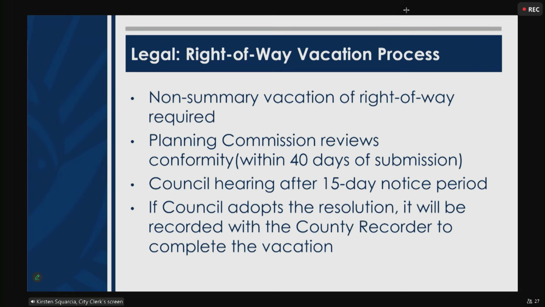Once that approval has been received, council can hold a hearing after a 15-day notice period with specific statutory requirements regarding what needs to be in the notice and how notice is provided. If council adopts the resolution approving vacation of the public right-of-way, it will be recorded with the county recorder to complete the vacation. Just to be clear, there's no statutory requirement regarding when the vacation process needs to be initiated. It only needs to be completed prior to disposition. Next slide, please.